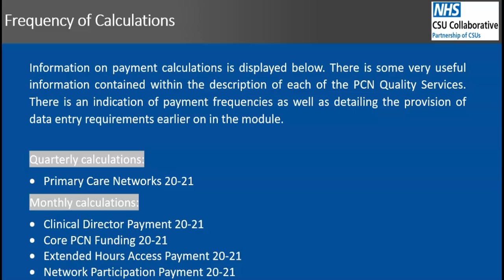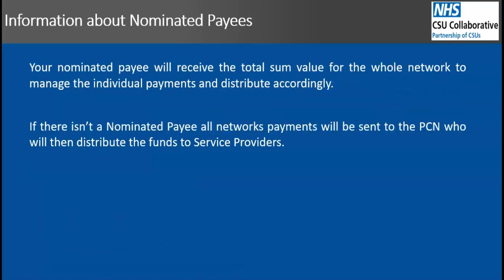Network Participation Payment 2021. Your nominated payee will receive the total sum value for the whole network to manage the individual payments and to distribute accordingly. If there isn't a nominated payee, all network payments will be sent to the PCN, who will then distribute the funds to the service providers.